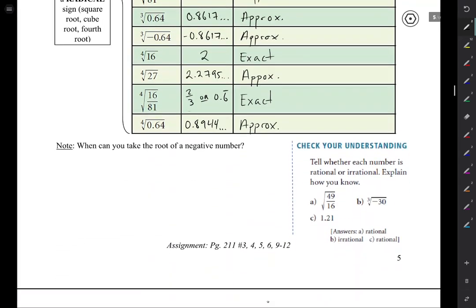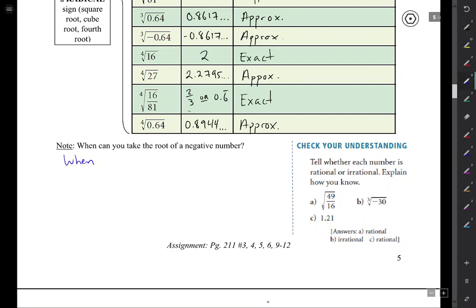So in this last little note here, we talked about this earlier. It says, when can you take the root of a negative number? What I said there was that we could take the root of a negative number when the index, remember the index is the small number, and by the small number I mean that one there, is an odd number. That's the only time we can take the root of a negative number.